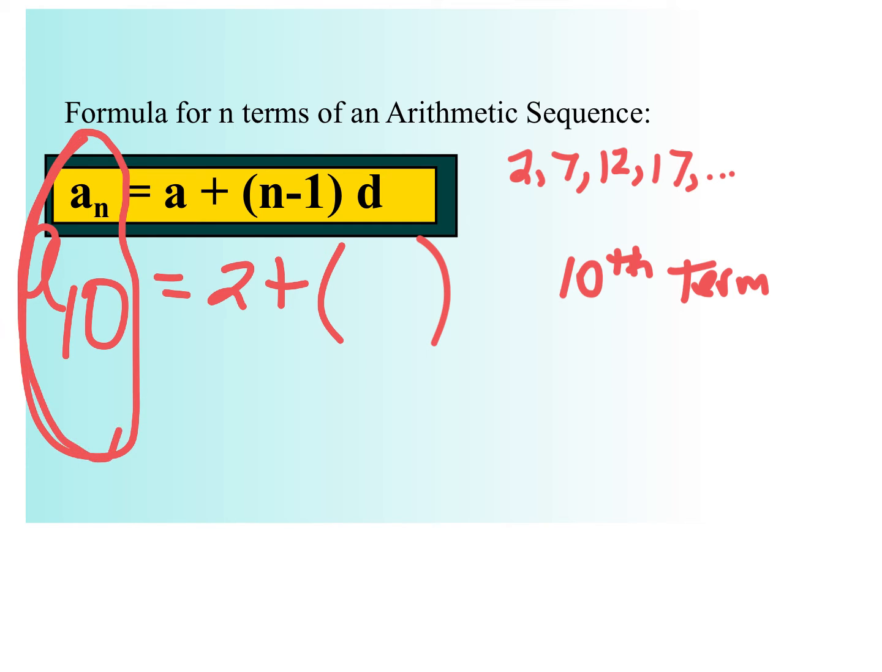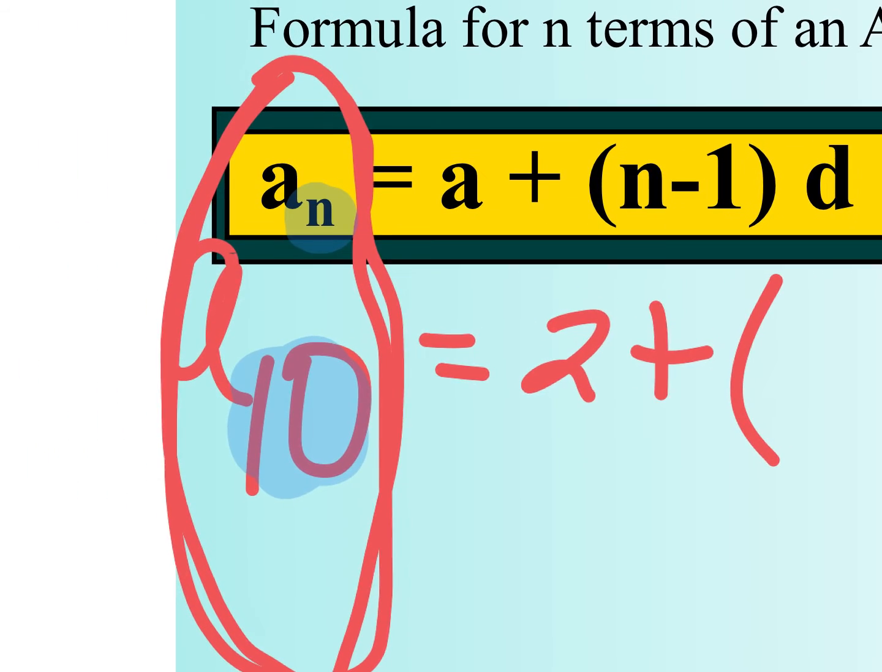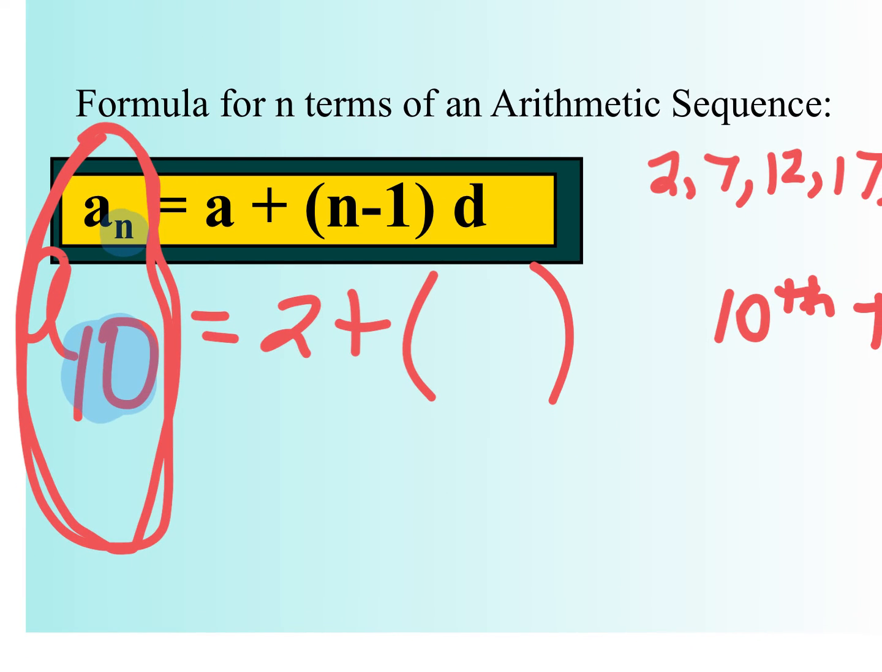If a sub n is a sub 10, what's n? You're overthinking it. A sub n is a sub 10. What's n gotta be? N is 10. That's all they're saying. They're just saying that the little subscript number there, that's n. All right, so in this case, we're trying to find the 10th term. So then n is 10.